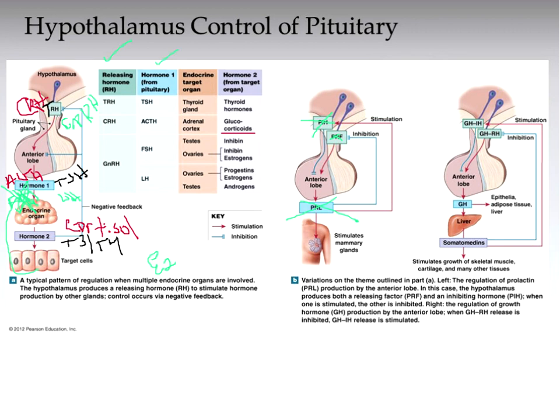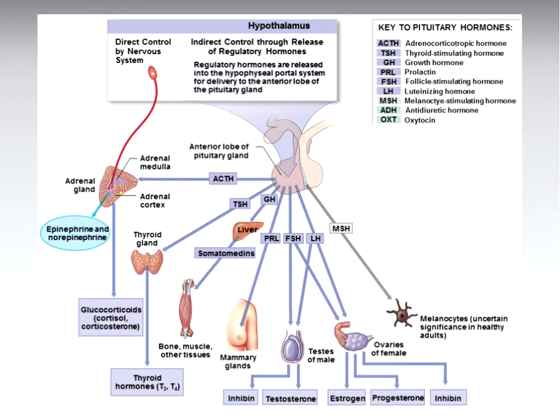So the takeaway, yes, you need to know all of the releasing hormones. Yes, you need to know all six of our anterior pituitary hormones. You need to know, for the six hormones coming from the pituitary gland, what is their specific target? And then you need to know if their target produces a follow-on gland. Okay, and you need to know the gist of what the effects of the hormones from those follow-on glands are going to be.